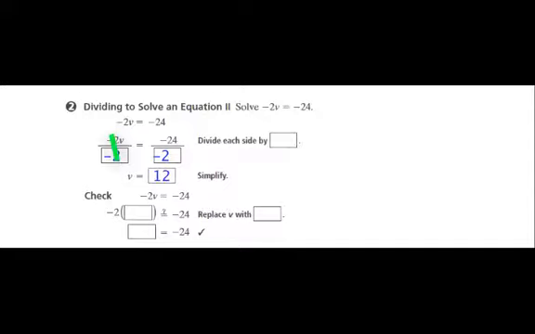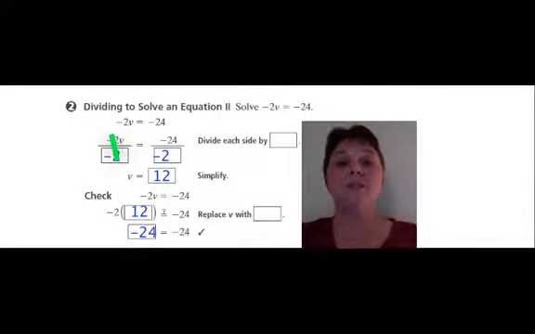You can check your answer by substituting in 12 to the equation. Negative 2 times 12, does it equal negative 24? Well, negative 2 times 12 does equal negative 24. So that is our solution. Pause the video if you need more time to copy down the notes.